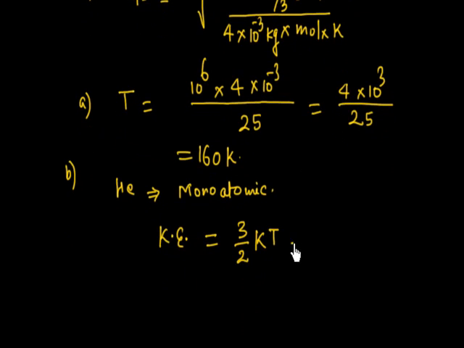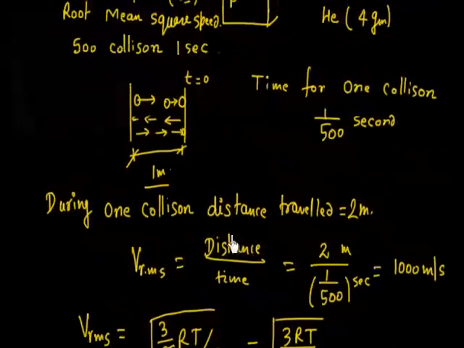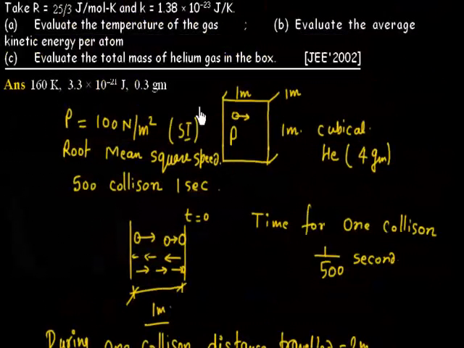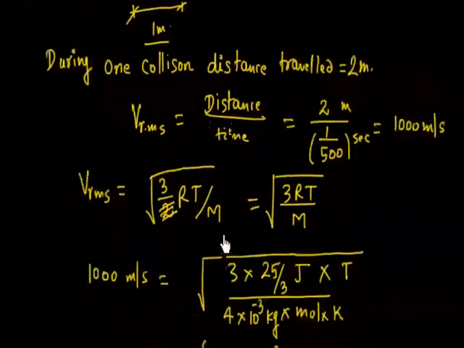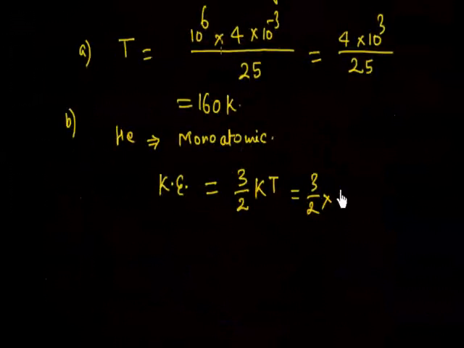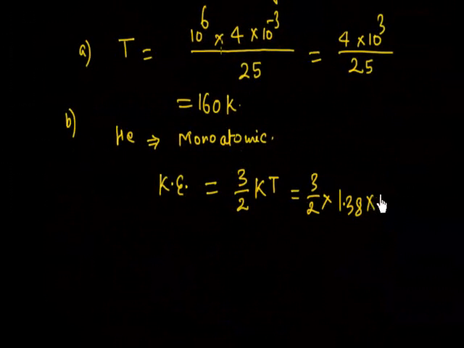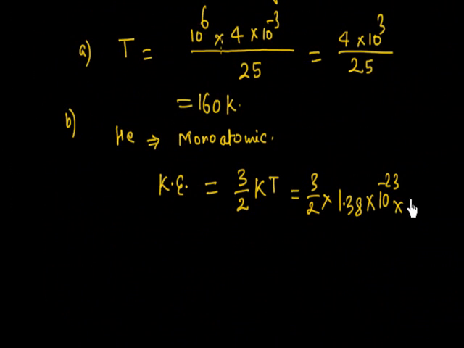And now we have to do the calculation. So 3 by 2, k is given to you. See the problem, k value is given to you. So k value is 1.38 into 10 to the power minus 23. Plug it here. And temperature we have already calculated, so this is 160. So I will have 1.5 multiplied by 1.38 multiplied by 160 multiplied by 10 to the power minus 23, and this kinetic energy will come out in joule because we have taken everything in SI unit.